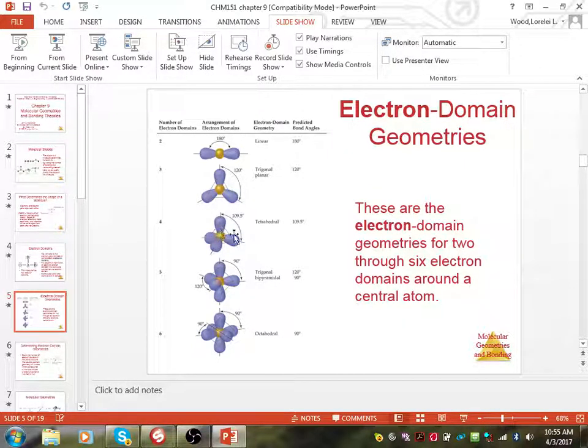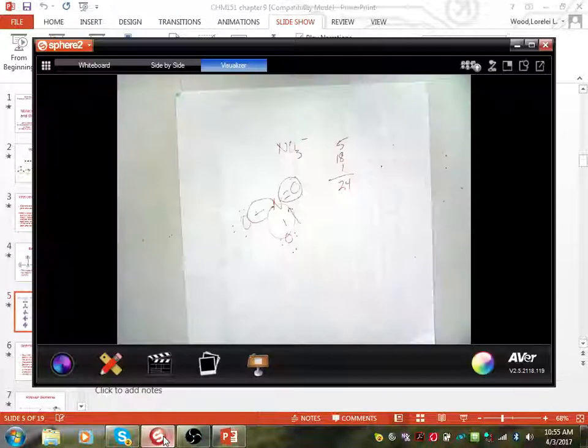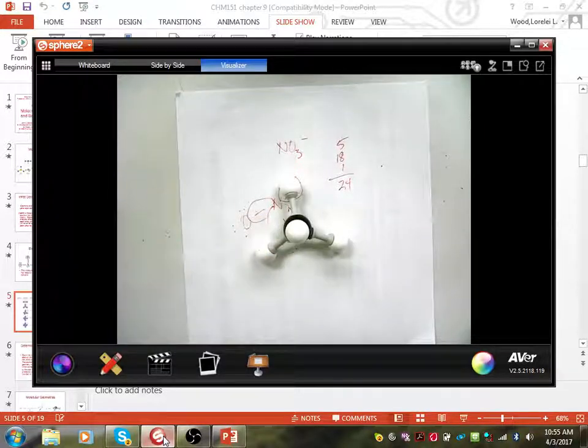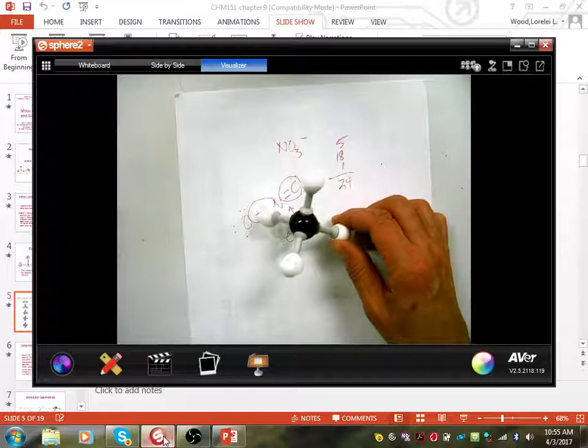Then we get to tetrahedral electron geometry. Tetrahedral is where you have electron geometry that has 4 lobes or electron domains.